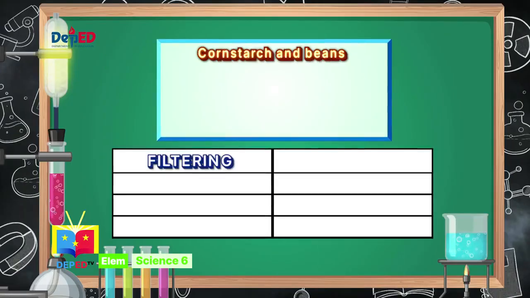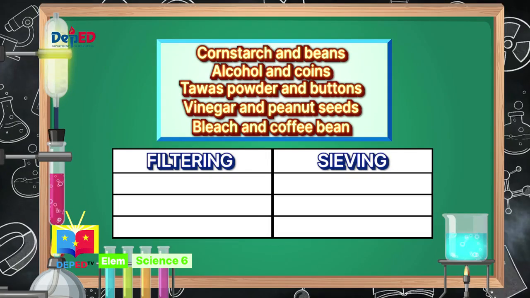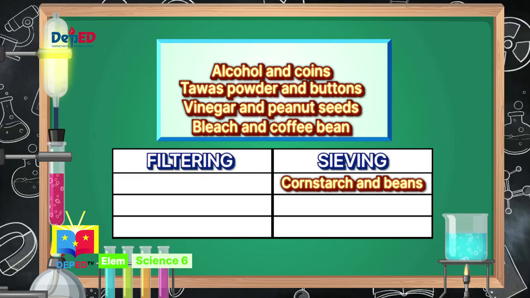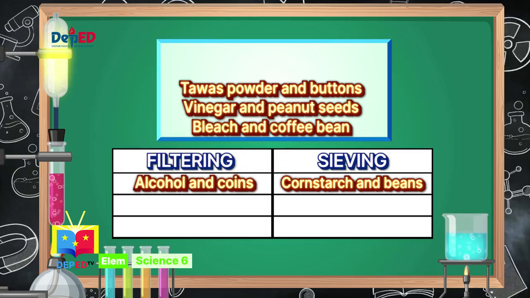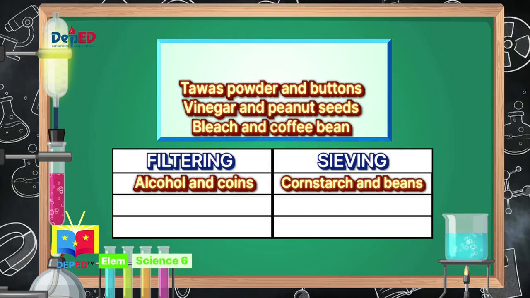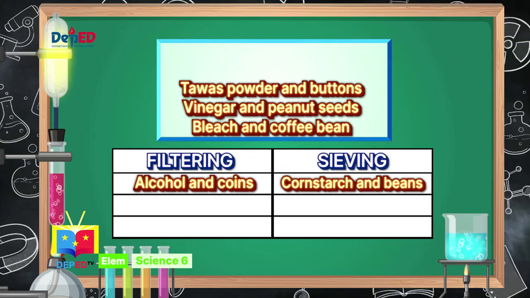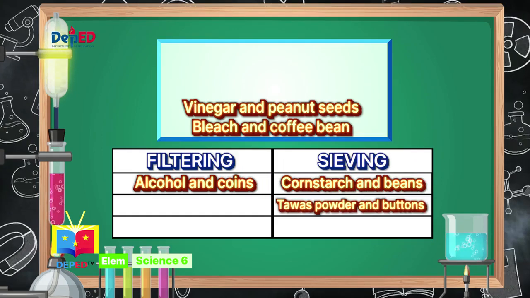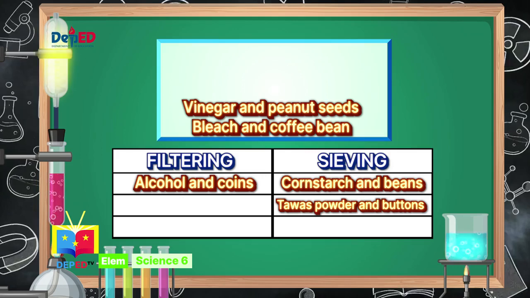Great! Where should we put cornstarch and beans? In the filtering column or in the sieving column? Right, in the sieving column. Where should we put alcohol and coins? In the filtering column or in the sieving column? Very good, in the filtering column. Where should we put tawas powder and buttons? In the filtering column or in the sieving column? Excellent, in the sieving column.